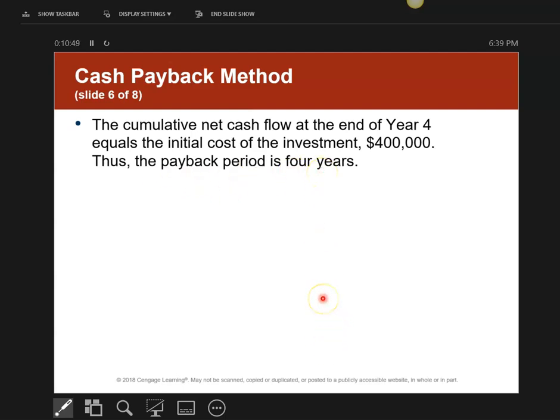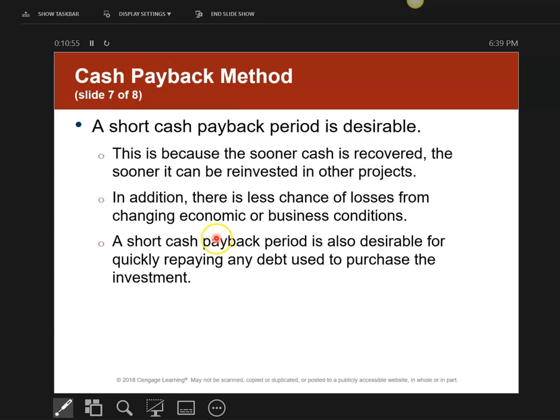Remember, it depends on if your cash flow is equal or your cash flow is unequal. Now, let's talk about this. Obviously, the shorter cash payback is the one you want because the sooner you get the money back, the sooner you can turn around and reinvest it. So you always look for the one with the shortest payback.